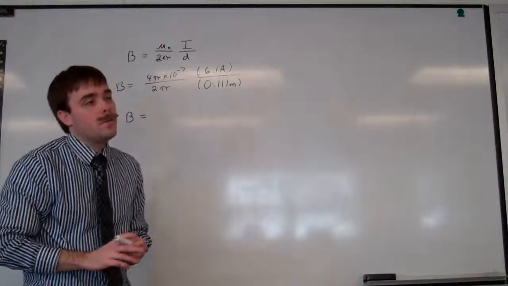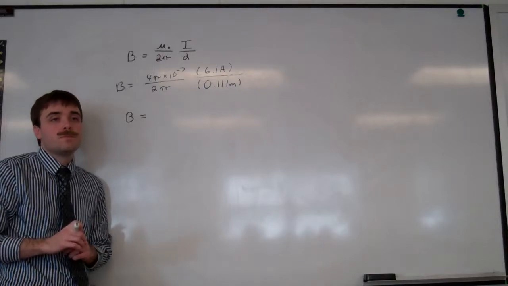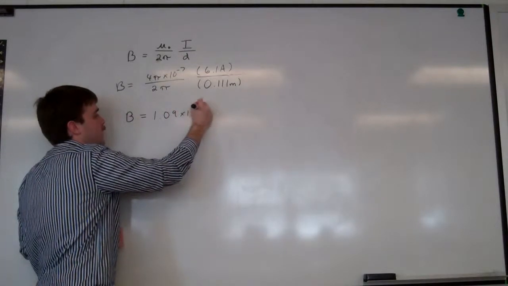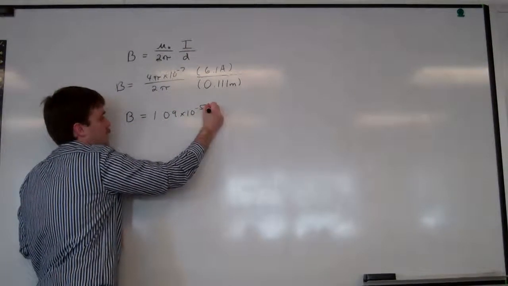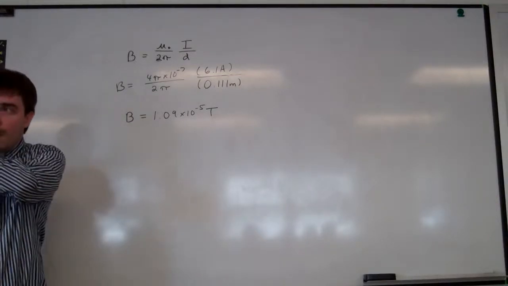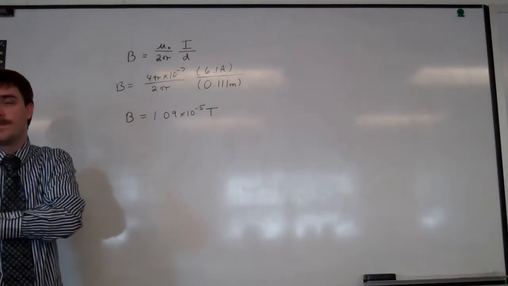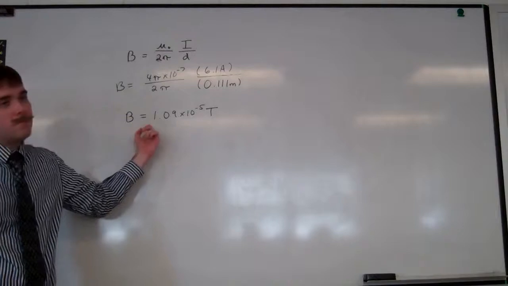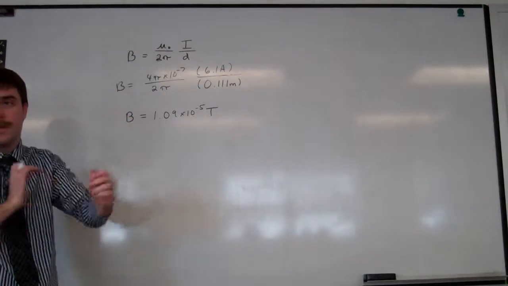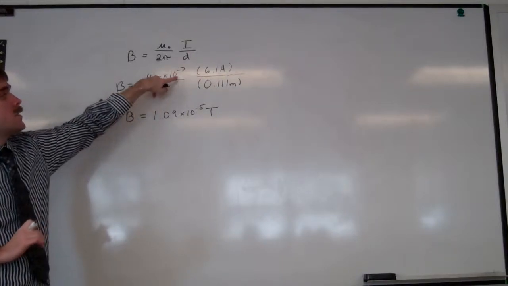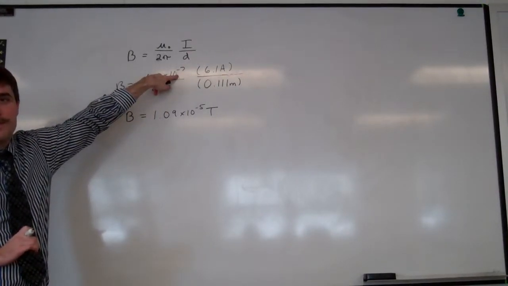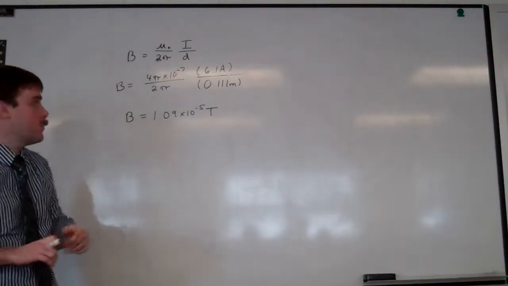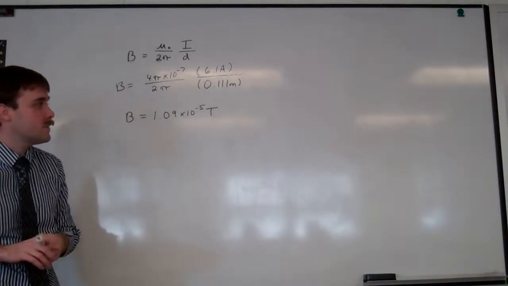And what did you guys get for magnetic field? 1.09 times 10 to the negative 5th. What's the unit on that? Teslas. Some of you may have gotten a different value, and this can create issues in your calculator for some of you. Why don't you just cancel? You can cancel out the pi's, and you end up with 2 times 10 to the negative 7.